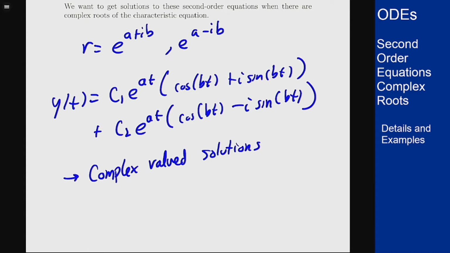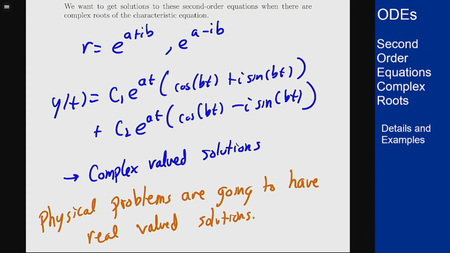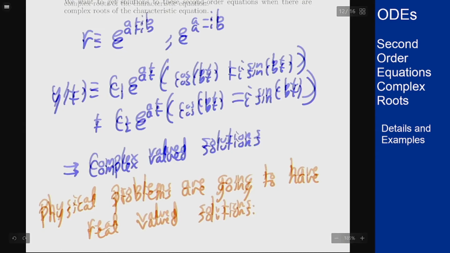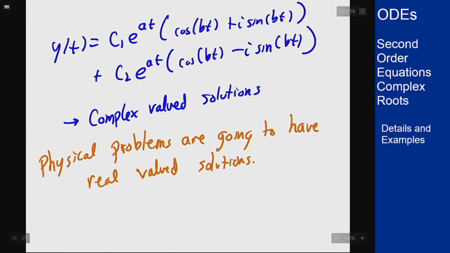This part here is complex valued, and it's going to cause me issues in trying to write this out. If I want to use this equation to model, say, a mass on a spring, that's not going to be complex valued. Physical problems are going to have real valued solutions. So I somehow need to convert these complex solutions into a real valued solution, because that's what I want to get out of this problem when I'm done for what I'm trying to model. Thankfully, it's not too tricky to do so, because we can take the real and imaginary parts to get there.